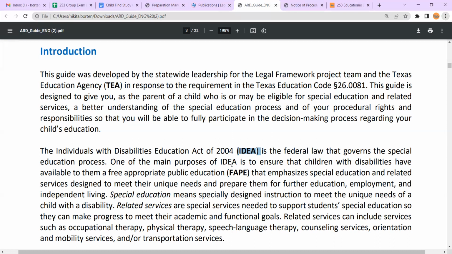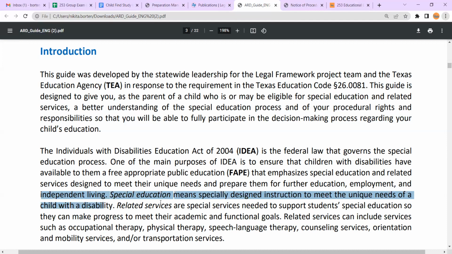One of the main purposes of IDEA is to ensure that children with disabilities have an opportunity to an appropriate public education. It's free of charge. It's appropriate in a public setting that emphasizes special education and related services designed to meet their specific needs and prepare them for further education, really important, and employment post-high school and independent living post-high school.